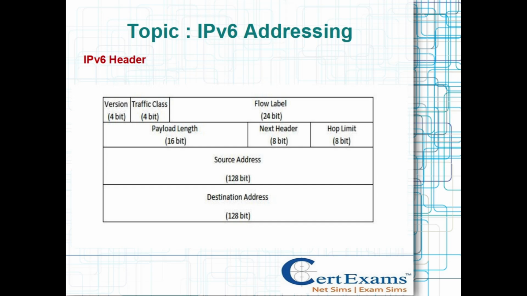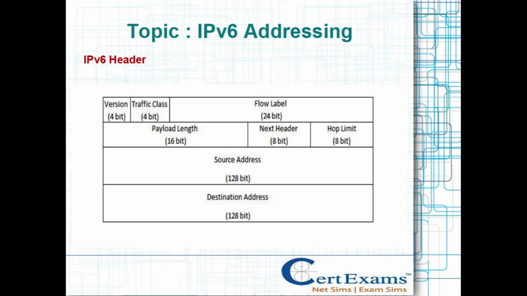Flow label: these 24 bits specify the QoS management. Originally created for giving real-time applications special service, but currently unused. Payload length: these 16 bits determine the payload length in bytes. When cleared to 0, the option is a jumbo payload, hop by hop.